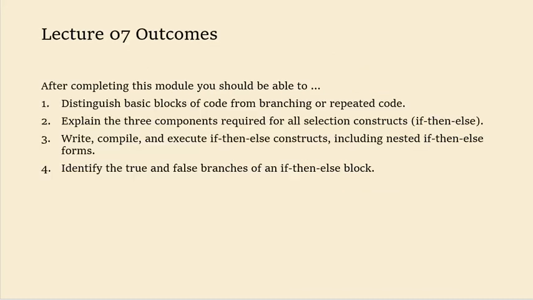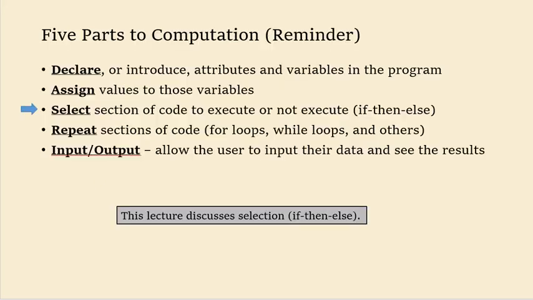So we're going to learn basically about basic blocks of code, talk about the three things that are required for all if-then-else or selection constructs, regardless of the language, and then talk about how to code these things up in Java. Okay, 5 parts, just computation. Again, remember, we talked about declaration and assignment previously. We'll talk about selection now. We'll do repetition later. Input and output we're kind of folding in throughout the camp.